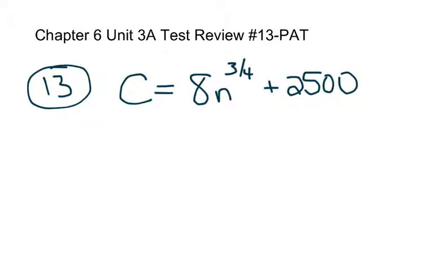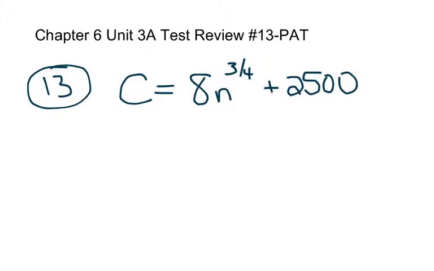This is the Chapter 6, Unit 3A test review, starting with problem 13 through the end of the test. Problem 13 says, suppose a company that manufactures computer chips uses the formula C is equal to 8 times n to the 3/4 power plus 2,500 to estimate the cost, C, in dollars of producing n chips. Write an equation that determines the number of chips the company could make for $12,000. Then find the number of chips.